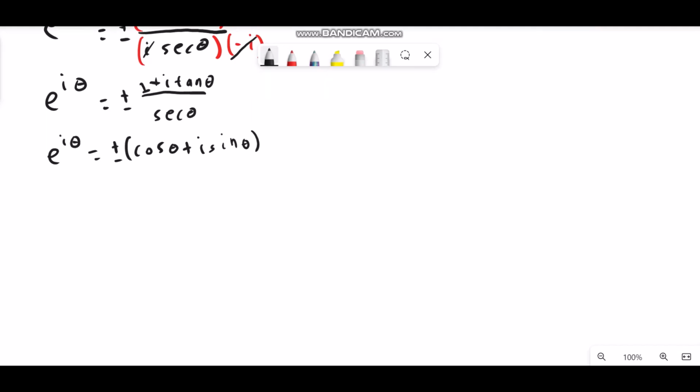Which is it, though? You know, if I have a formula for e to the i theta, if I pick a value of theta, I just want to get one thing. I don't want to have a plus or minus. So let's pick a test value, and the easiest test value is theta equals 0. So I'm going to take theta equals 0. I'm going to plug that in on both sides.